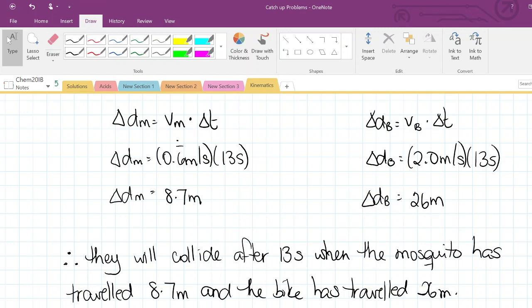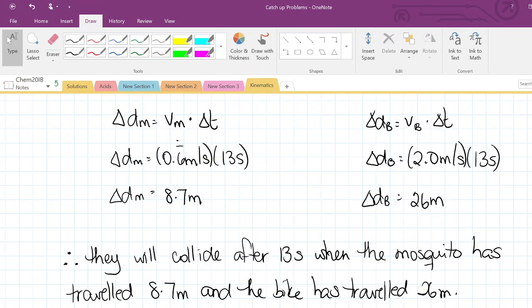Okay, so those are two examples of catch-up problems. We're going to work on some catch-up problems when we get together. And again, this is kind of just the entrance to the catch-up problems. We'll see these again when we get into our uniform accelerated motion. So have a look at this, give it a shot, see how it goes. If you've got questions, let me know.